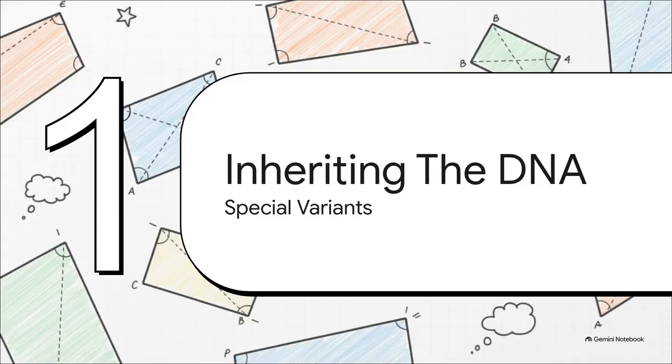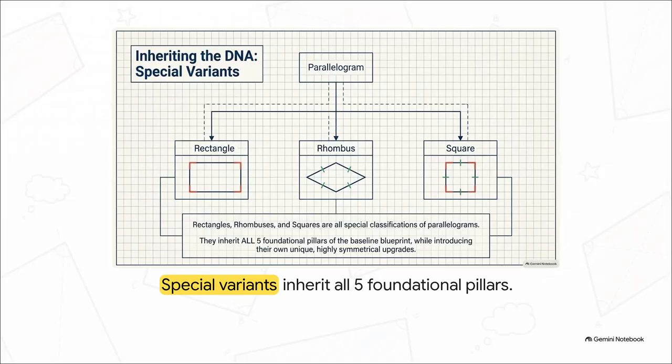Section 3, inheriting the DNA. So, now that we've fully grasped this master blueprint, we get to see how it actually evolves. Like, what happens when you take these 5 unbreakable pillars and add a few extra, highly specific upgrades? Well, you get an entire family tree of shapes that inherit this exact same DNA.